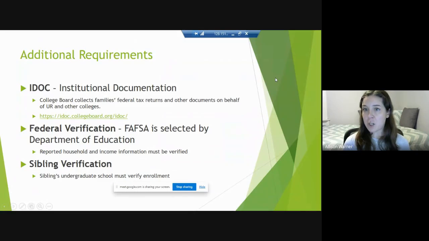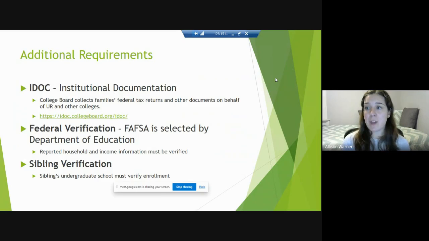Now, here are some additional requirements that you might have to oblige schools with, one of which is the IDOC, or institutional documentation. This is typically used by schools that require the CSS Profile to be completed. They will have students upload additional financial information to this. Essentially, it is a document management portal. Now, not all institutions that require the CSS Profile use IDOC. A lot of institutions have their own document management system.